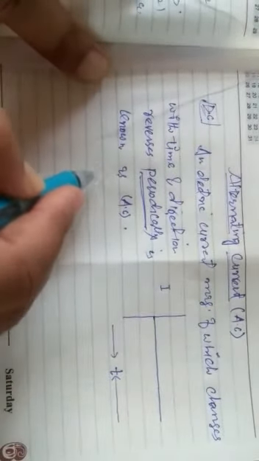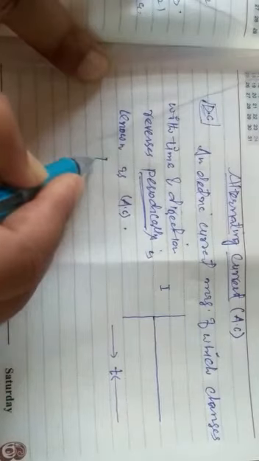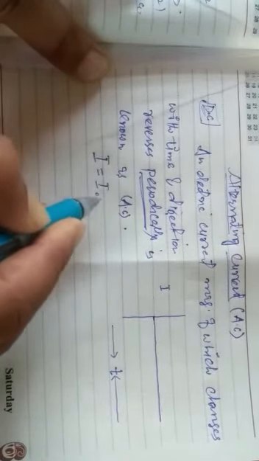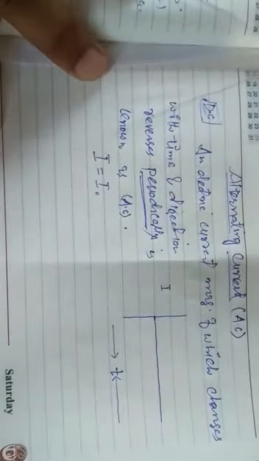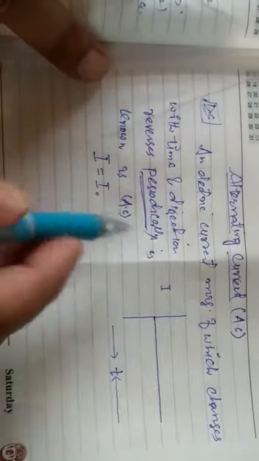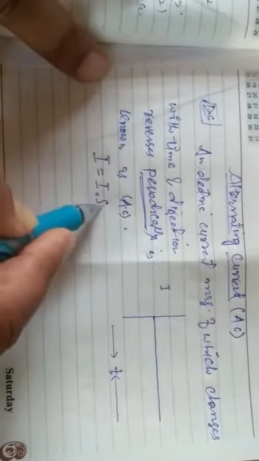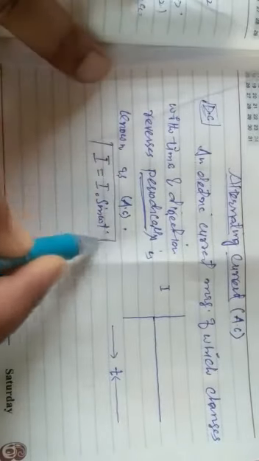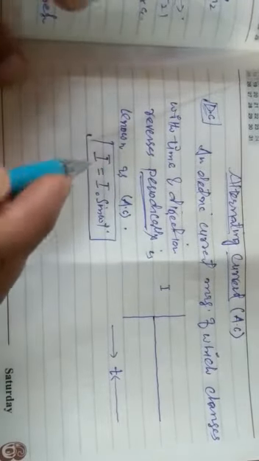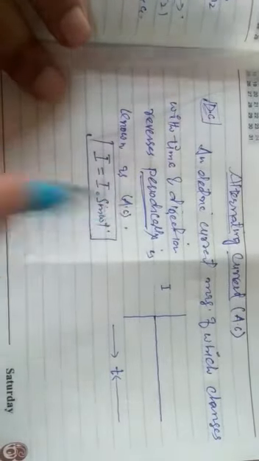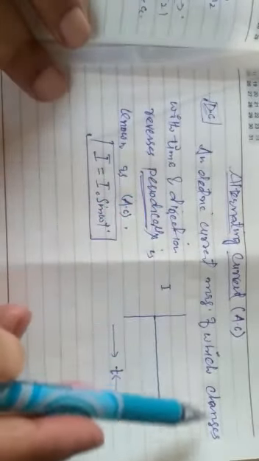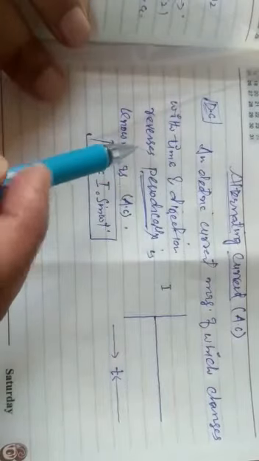And it is represented by what? I equals I naught sine of omega t. This is the general expression for alternating current. So I have put a definition here: an electric current, the magnitude of which changes with time.